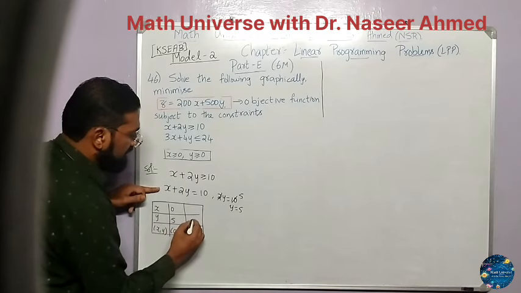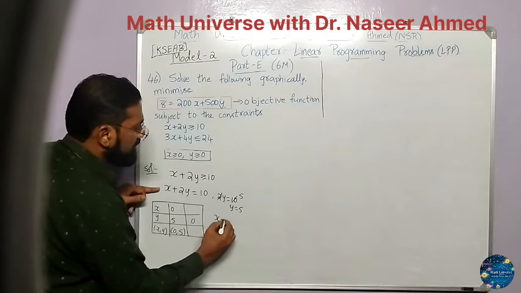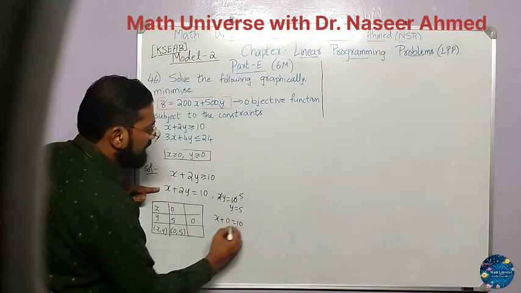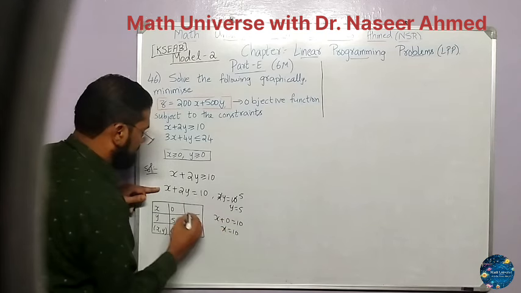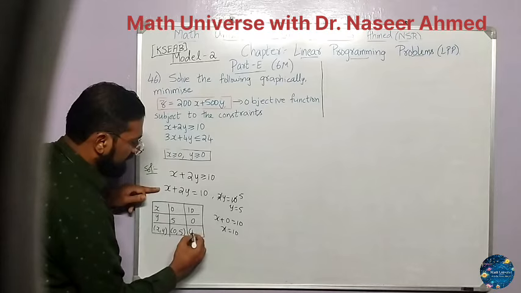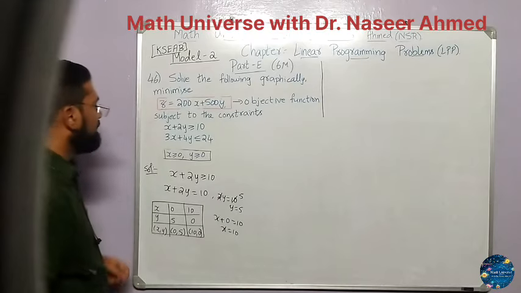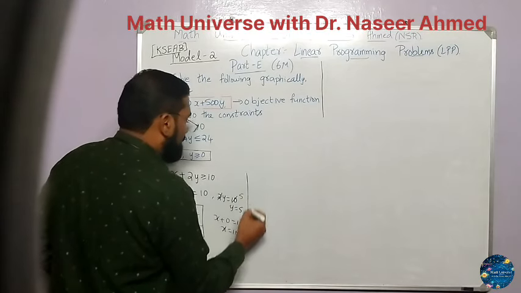Similarly, when the y value is 0, 2 into 0 is 0. So I'll get x plus 2 into 0 is 0, is equal to 10, so x is equal to 10 here. So always x first, then the y coordinate. So I'll get (10, 0). This time the values are quite small. Moving on to the next.